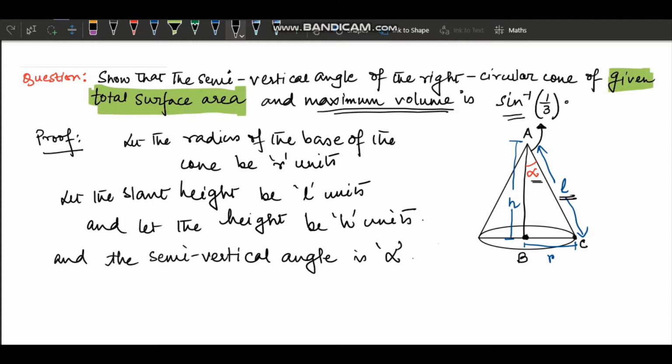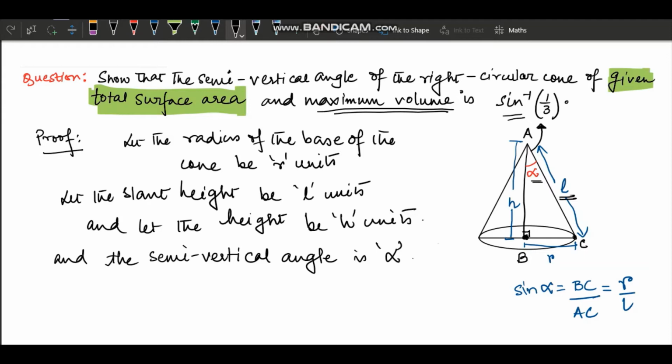So what is sine alpha? This is obviously 90 degree. So if you look at this figure, if you look at the triangle ABC, obviously sine alpha is given by perpendicular by hypotenuse, right? So this is basically BC by AC. So this is going to be R by L. So we will have to find out the values of R and L such that sine alpha becomes 1 by 3, right?